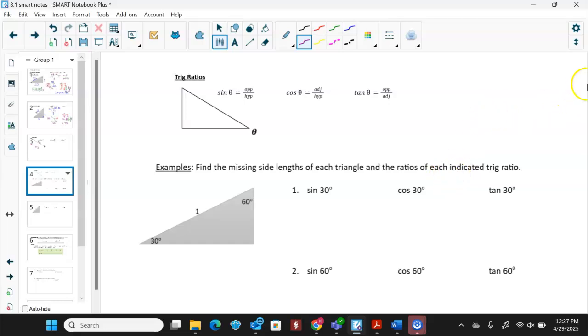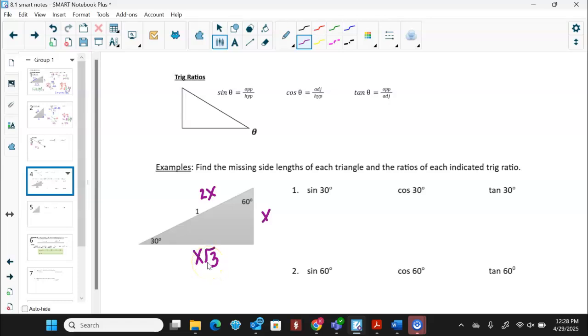It says find the missing side length of each triangle and the value of each indicated trig ratio, okay? So the first one we're starting is sine 30. So sine 30, that is again opposite over hypotenuse. So first of all, we have a 1 here, okay? So remember, this is a 30, 60, 90 triangle, right? So this is my x, and this is 2x, and this is x root 3.